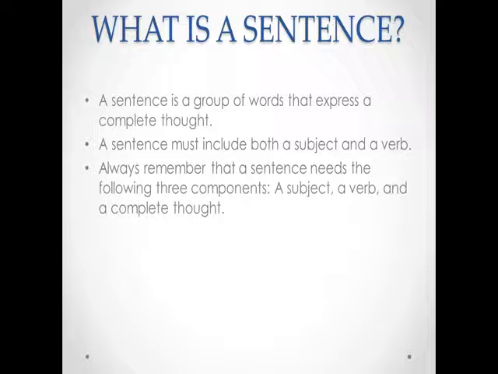A sentence must include both a subject and a verb. You should know that the subject is either going to be a noun or a pronoun, which is a person, place, a thing, or an idea. A verb will express what the subject does or what the subject is or what is happening to that subject. Always remember that a sentence needs three important components. A sentence needs a subject, a verb, and a complete thought.